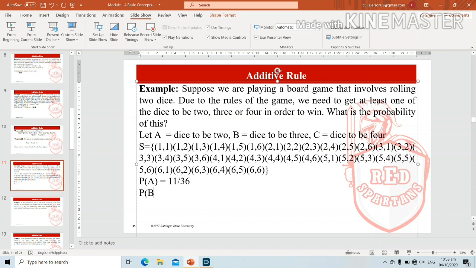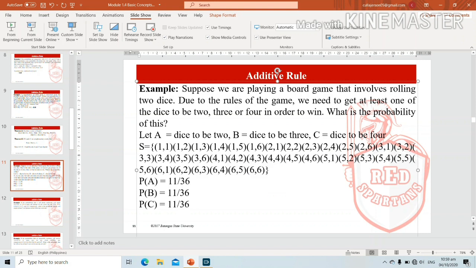Then, probability ng B na lalabas ay 3. So, 1, 2, 3, 4, 5, 6, 7, 8, 9, 10, 11. So, 11 din. So, syempre, yung probability para kay C na lalabas ay 4 is 11 over 36 din.